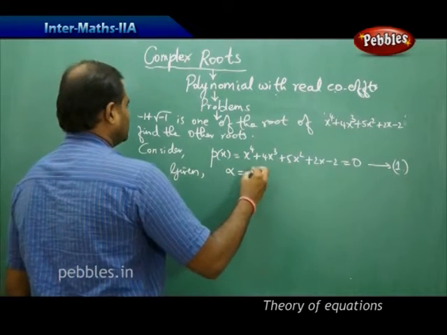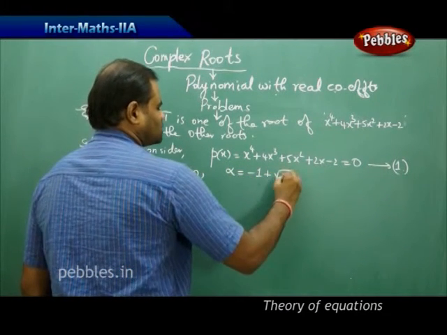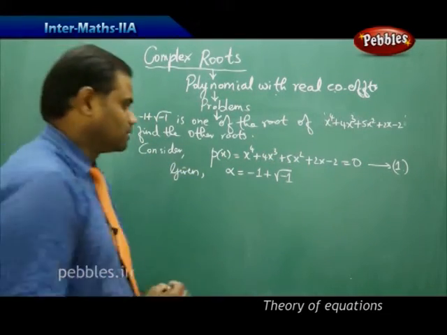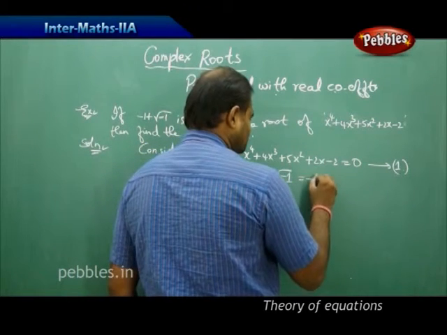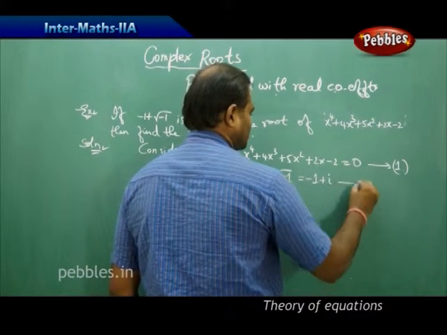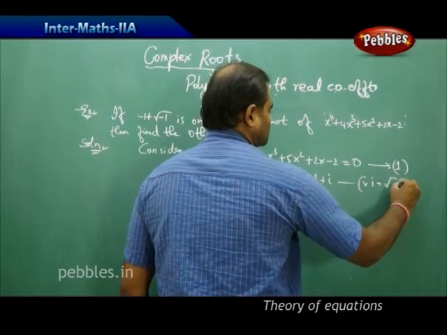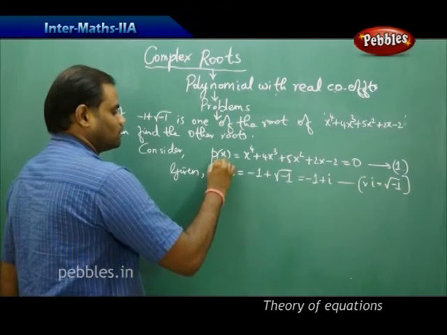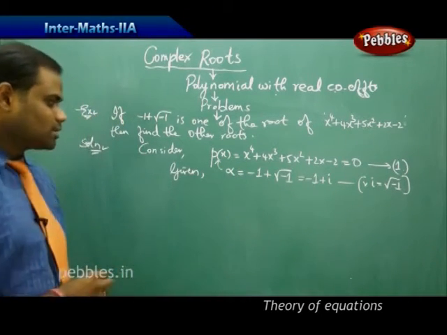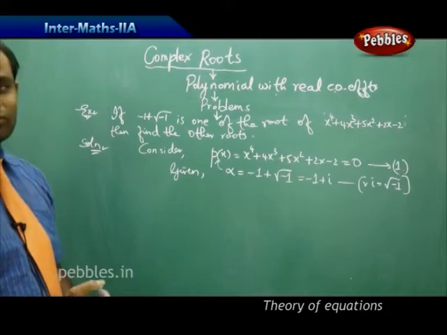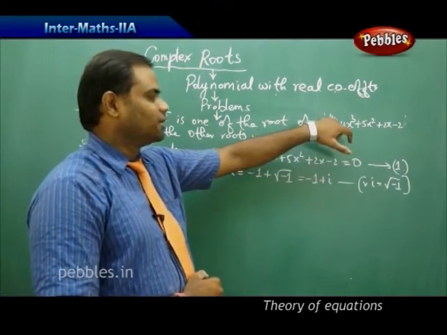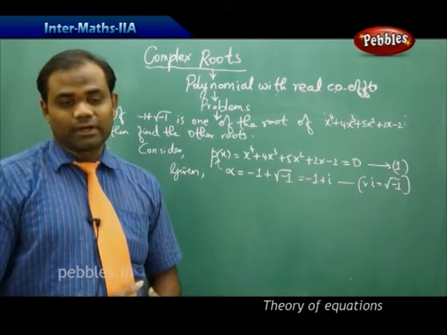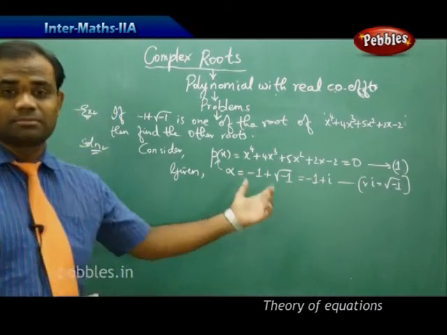It's given that alpha is -1 plus root of -1, which is one of the roots for the given polynomial equation. Now, root -1 is i, so I can write this as -1 plus i, since i is root -1. It is one of the roots for this polynomial equation. Now, using this, I have to find the rest of the roots. Since the polynomial is of degree 4, there are basically 4 roots, and one of the roots is given. I need to find the other 3 roots, which is the concept here.